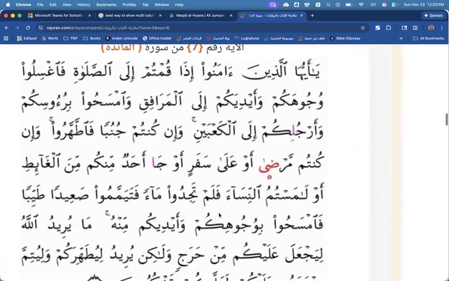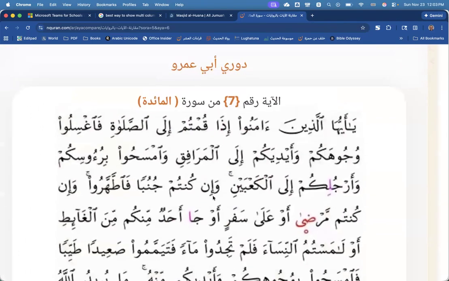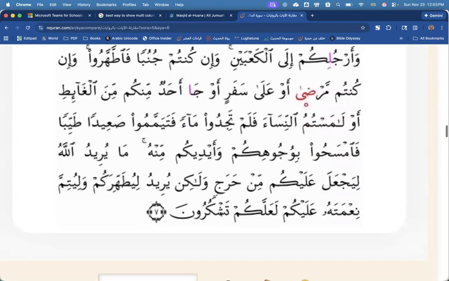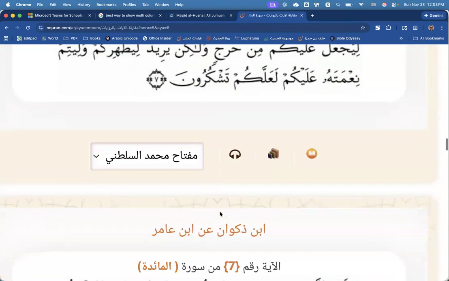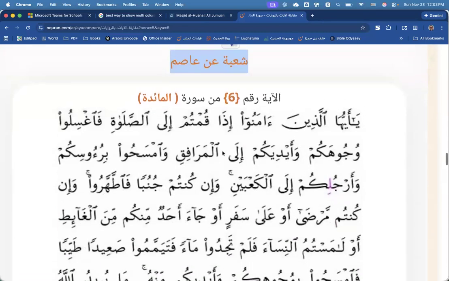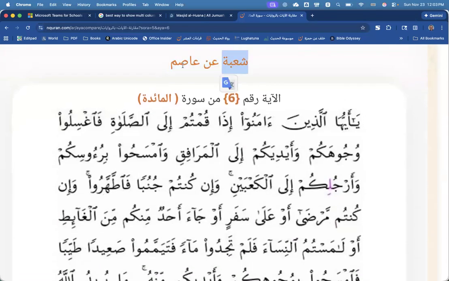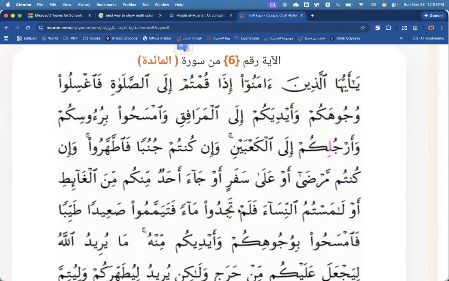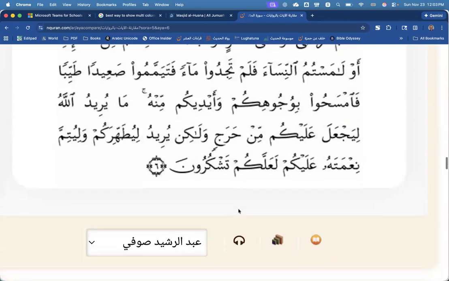Got it? Yes. Let's do a little bit of Hafs, but of Shu'ba. Okay? The other student of Asim. So Asim had two students. Well, he had many students, of course, but we have the recitation from two of them. Hafs is one of them, and Shu'ba is the other one. So let's listen to Shu'ba.